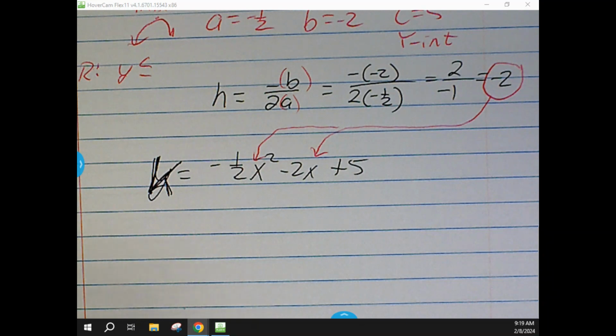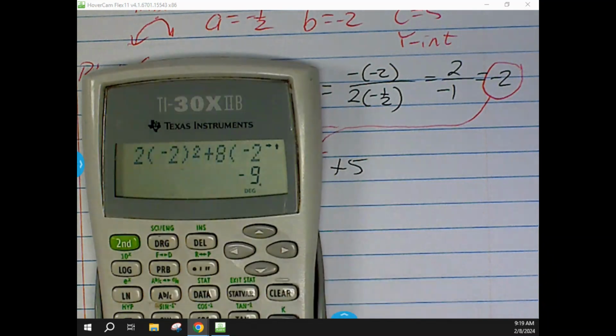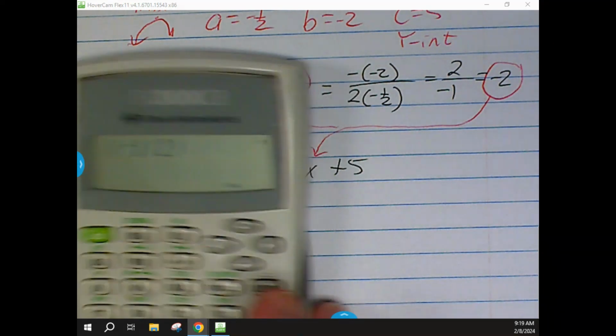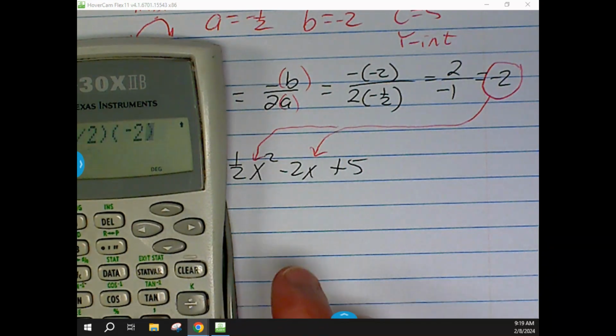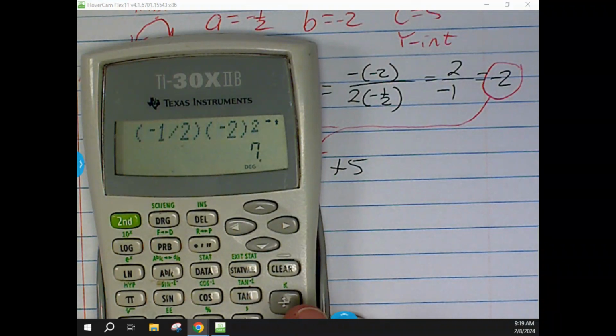All right, now the fraction one, you've got to be a little bit careful in that case. If I'm plugging this one in, if it's -1/2, you might want to go ahead and put that -1/2 in parentheses. So you may want to do a -1/2 and then do parentheses, -2 squared, minus 2 parentheses -2, plus 5. Okay, that should be 7.